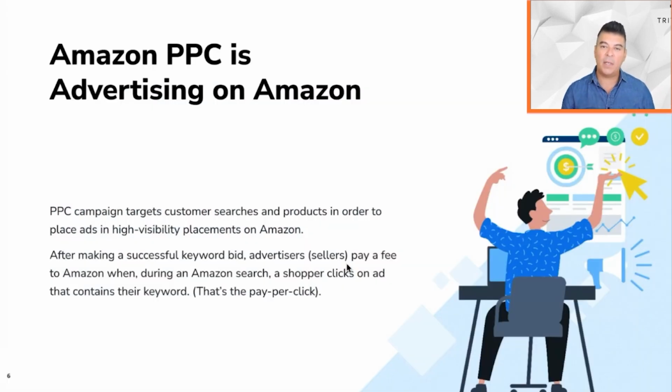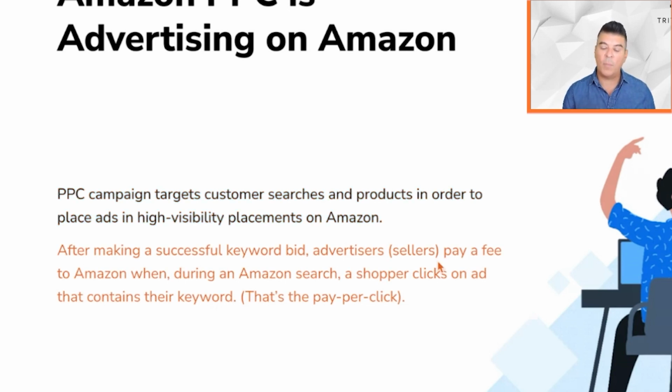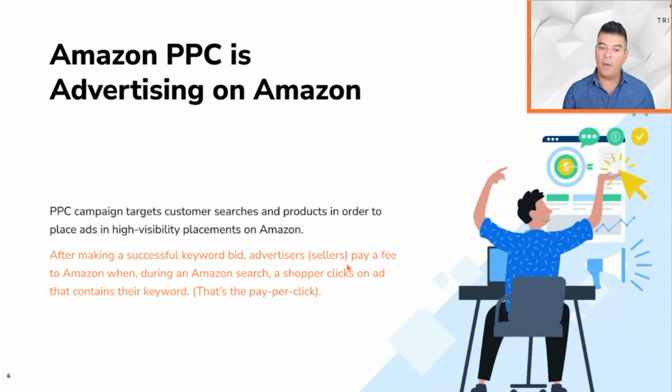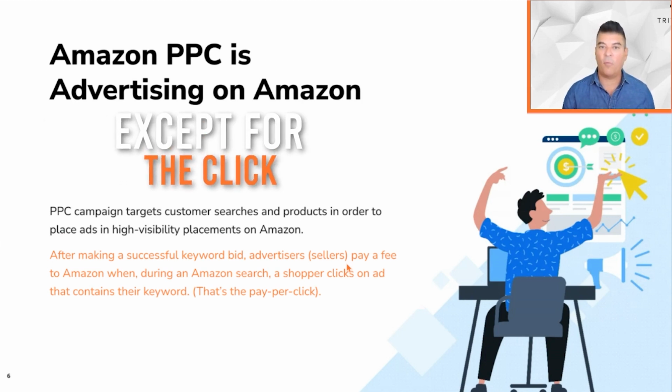Now, Amazon PPC is, again, advertising on Amazon. That's all it is. So a PPC campaign targets the customer searches and puts products in front of them in order to place them in highly visible places so that shoppers will find you and then click on you. Again, after making that successful keyword bid, you pay a fee when the Amazon shopper clicks. That's basically pay-per-click. You're not paying for anything except for the click.